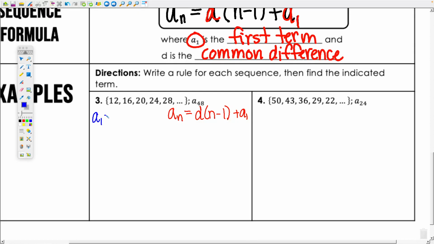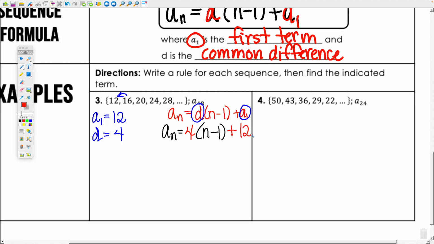When you look at the values you have listed, you need to determine a few things. First, what is my first term? What is the first term listed in the series? 12. What is the common difference? 4. In case you forgot, remember I told you you're just going to take the 12 and subtract it from the 16, okay? So now these numbers here will go here and here, all right? I have A sub n equals, what number did I say the common difference was? 4. This is times n minus 1, and then that other value, which the first term was 12.